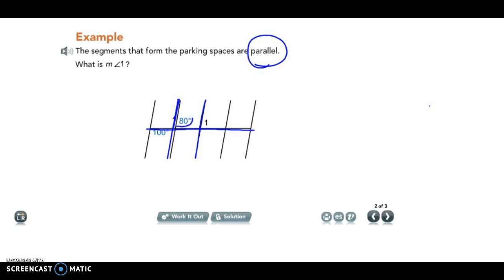So that makes this corresponding with this. So we know measure of angle 1 is going to equal 80 degrees. We also know that right underneath here is going to be 100 on each one of those, which makes sense because 80 and 100 together are going to be 180. And you notice that this is a straight line.